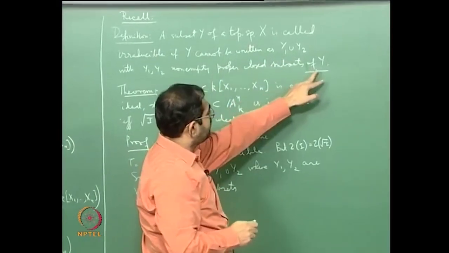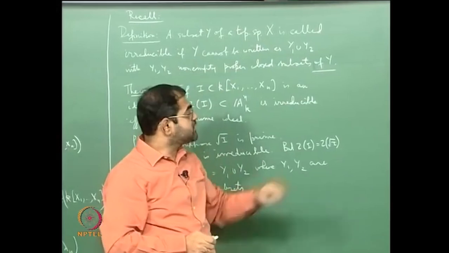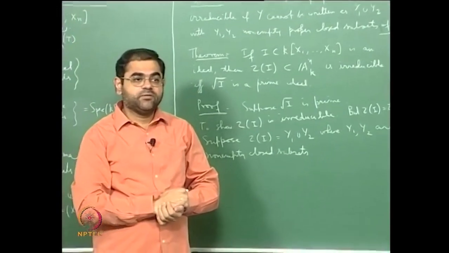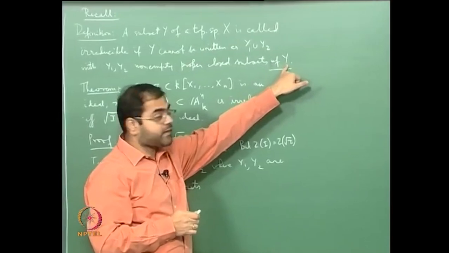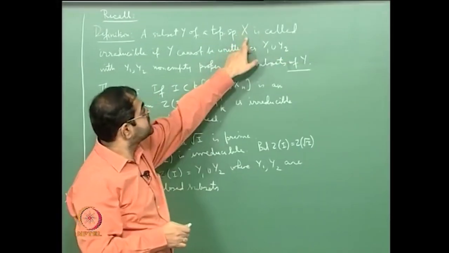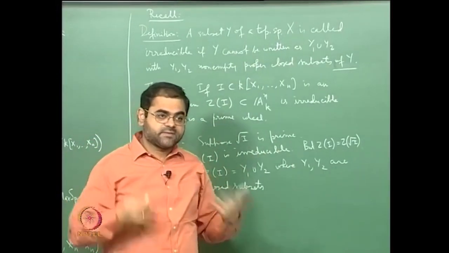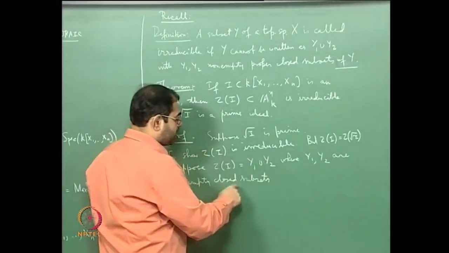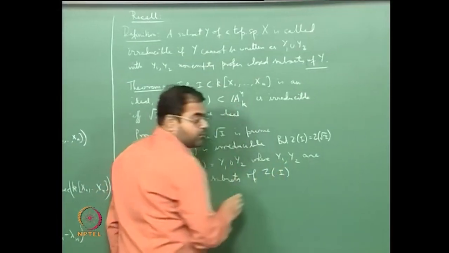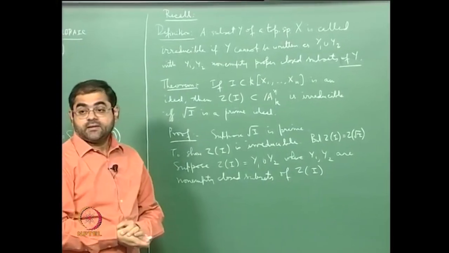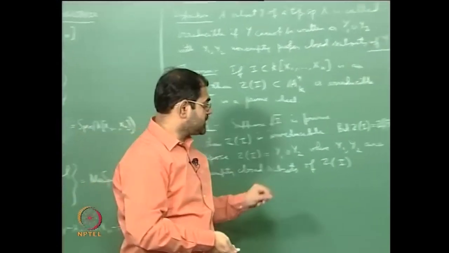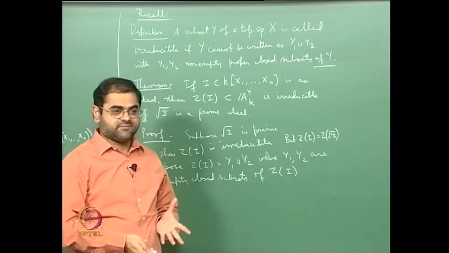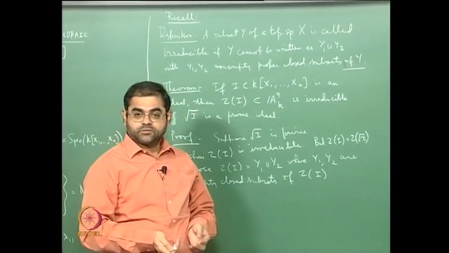When I told you Y is just a subset of a topological space, what is the meaning of saying that a subset of Y is closed in Y? This is the language of induced topology. A subset of Y is said to be a closed subset of Y if it is gotten by intersecting Y with a closed subset of the ambient space, the larger space X in which Y sits. So when I write Z of I is Y1 union Y2, where Y1, Y2 are non-empty closed subsets of Z of I, what you must understand is that since Z of I is already closed in X, it follows that Y1, Y2 are not just closed subsets of Z of I, but actually closed subsets of X itself, because a closed subset of a closed subset will continue to be a closed subset.